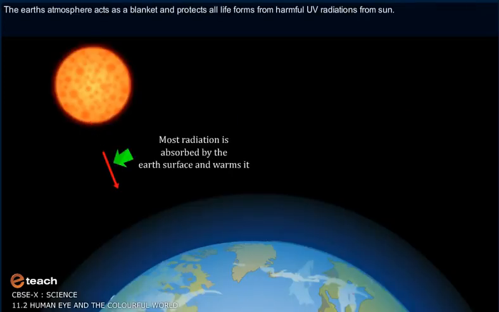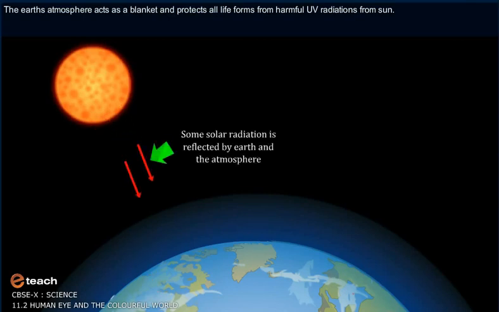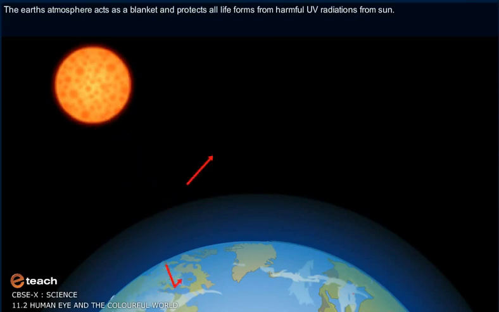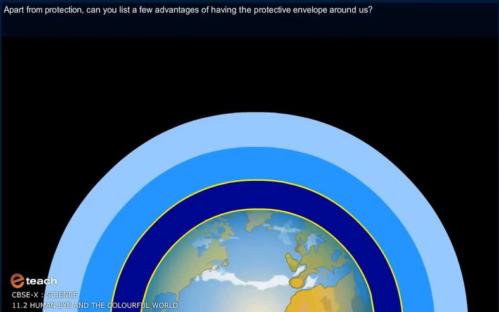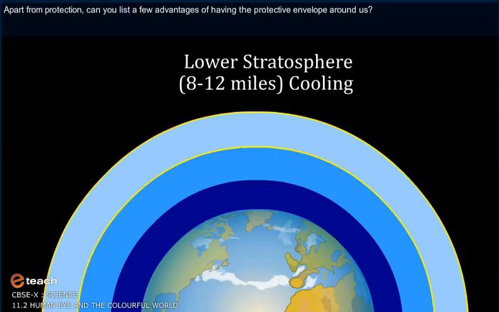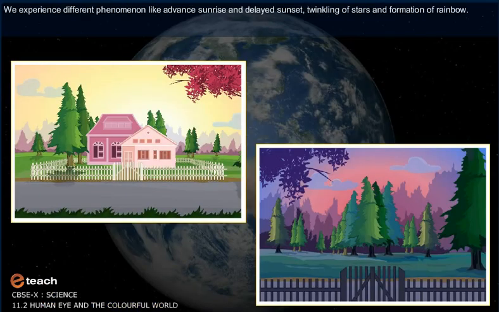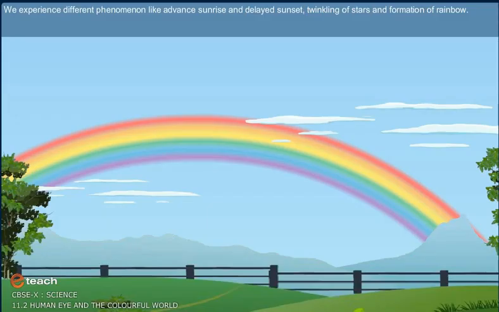The Earth's atmosphere acts as a blanket and protects all life forms from harmful UV radiations from the sun. Apart from protection, can you list a few advantages of having the protective envelope around us? We experience different phenomena like advanced sunrise and delayed sunset, twinkling of stars and formation of rainbow.